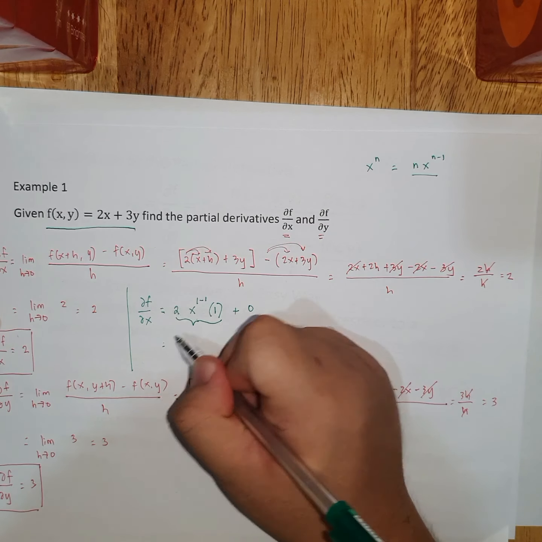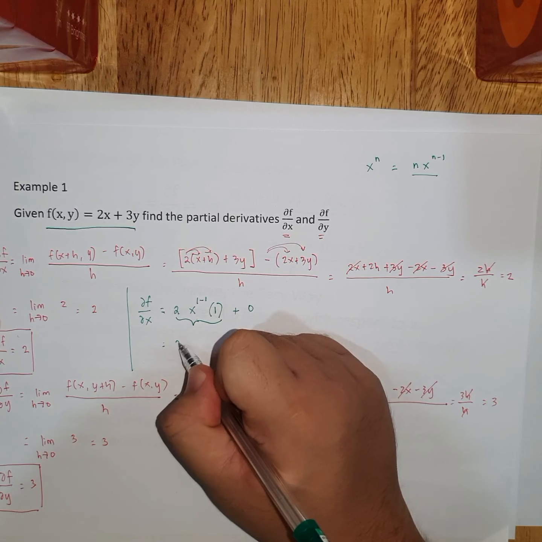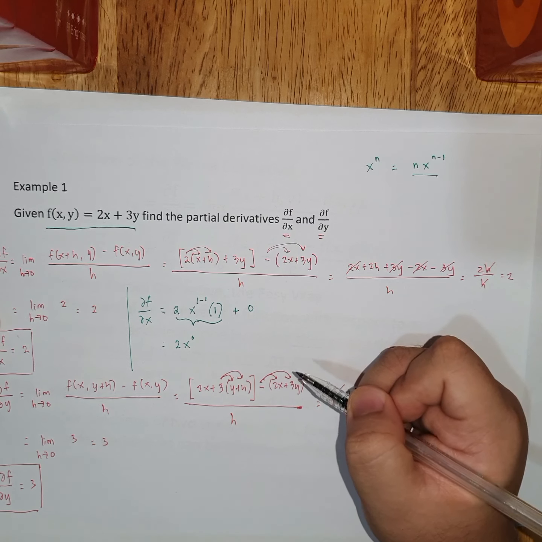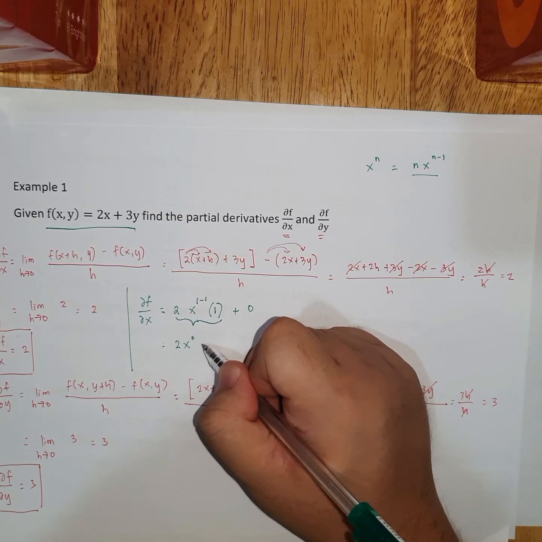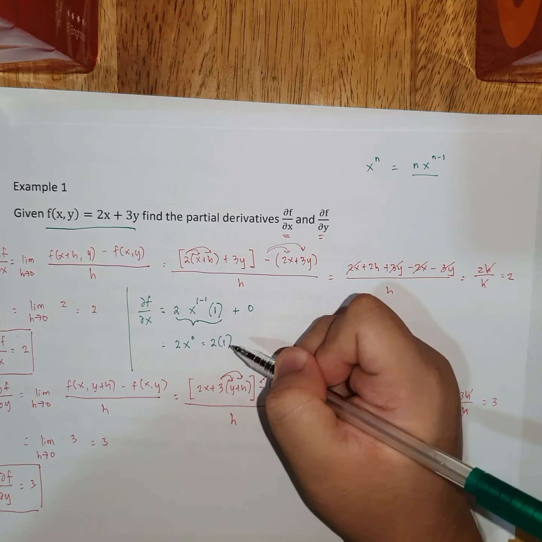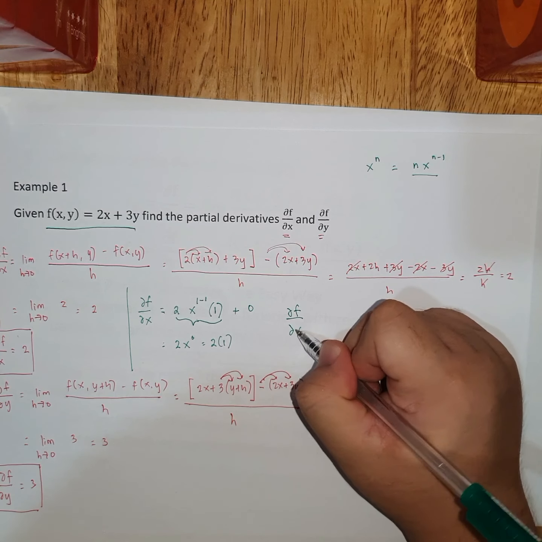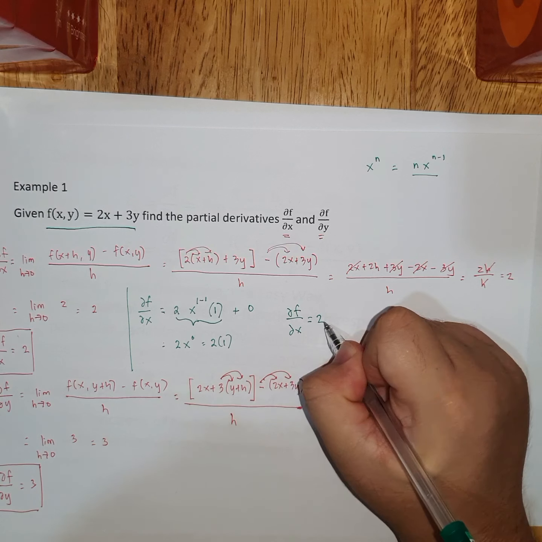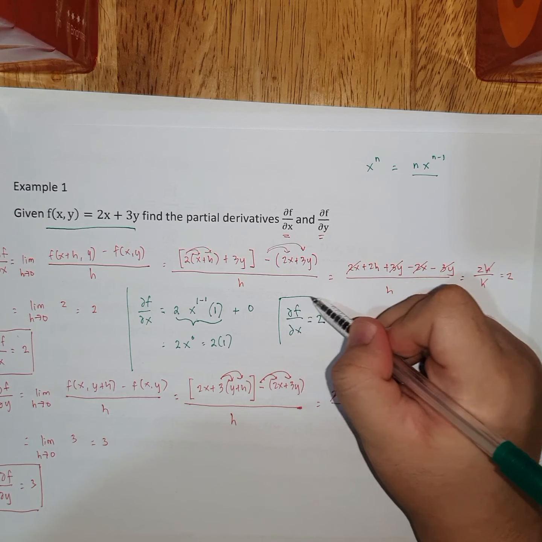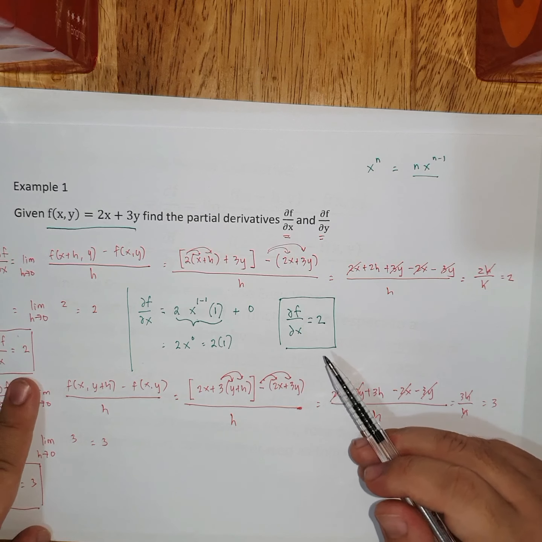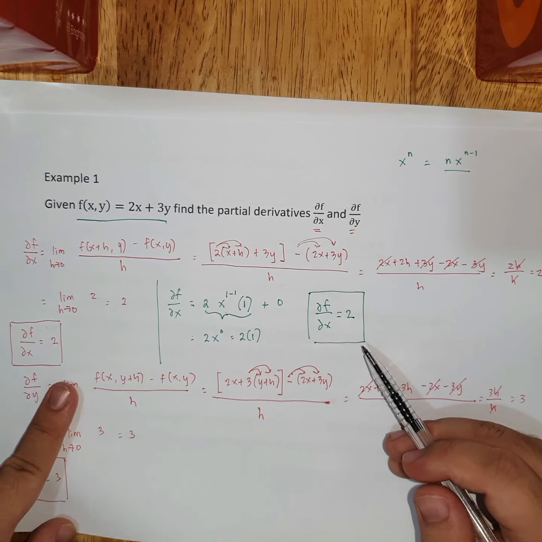Then simplify natin to. Magiging 2 times 1 is 2. Then x raised to 0. Any number, any x variable raised to 0 is equals to 1. So 2 times 1. So answer natin, partial derivative of f with respect to x is equals to 2, which is correct based dito sa original nating solution kanina. Okay?